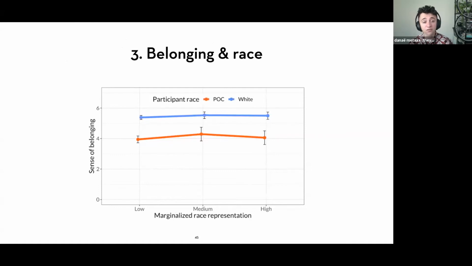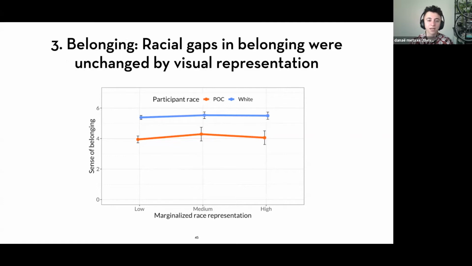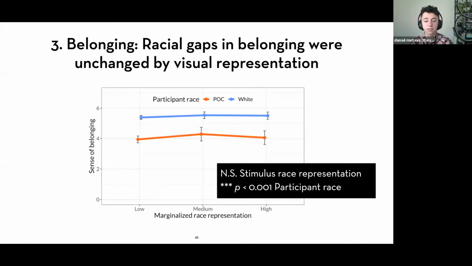Finally, I did the same analysis for race, separating participants by whether they identified as white or people of color, and examining the effect of increasing racial representation in image search. Unlike the case of gender, though, I did not observe a significant effect of image diversity on participant sense of belonging. Racial gaps in belonging were unchanged by visual representation. Across the board, white participants reported a higher sense of belonging than people of color, and no amount of racial representation in those search results could change that. And again, we confirm this finding statistically.